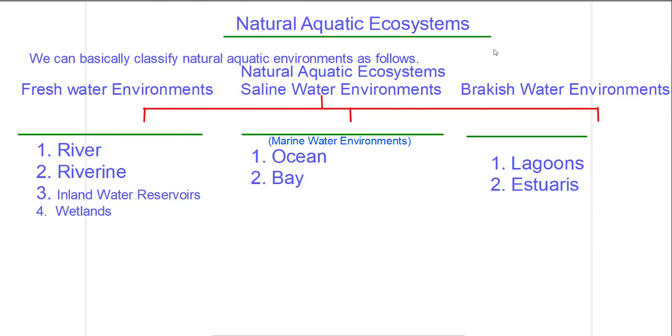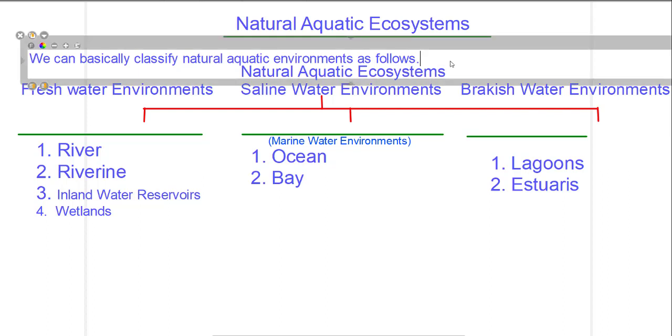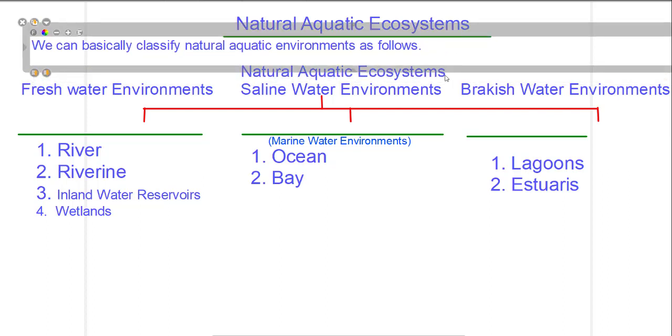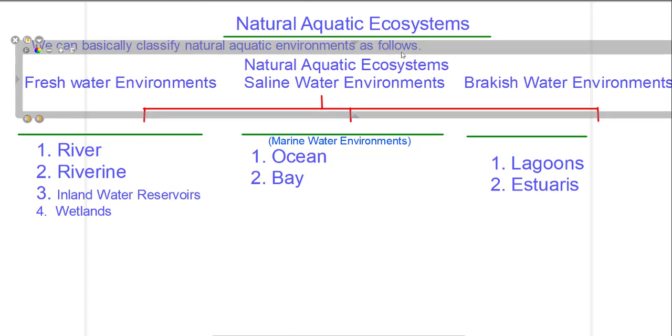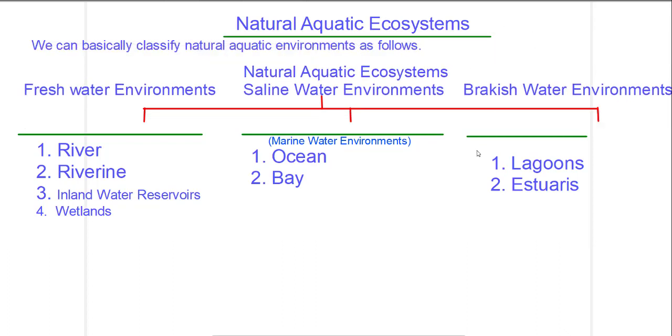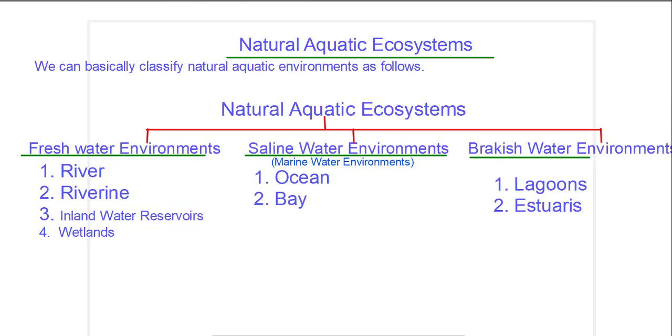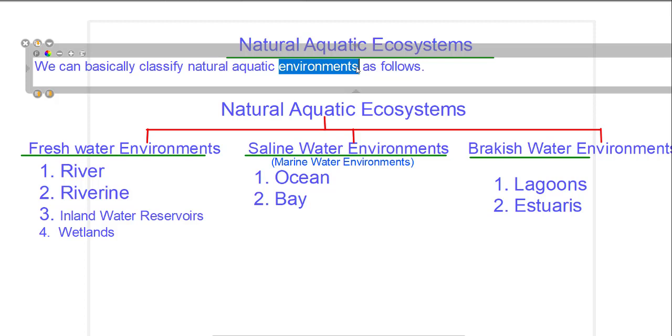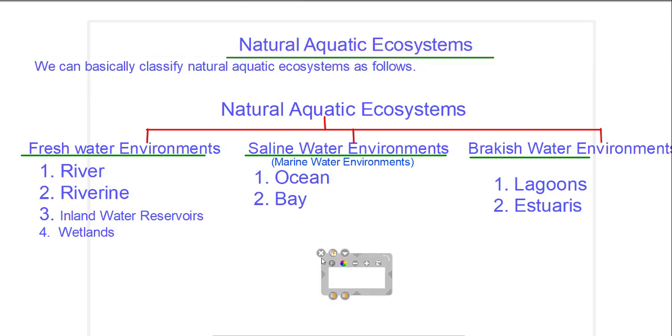natural aquatic ecosystems. Natural aquatic means the ecosystems with water. We can basically classify the natural aquatic ecosystems. They are given as the environments in the book, but actually ecosystems is much better. As follows: natural aquatic ecosystems.